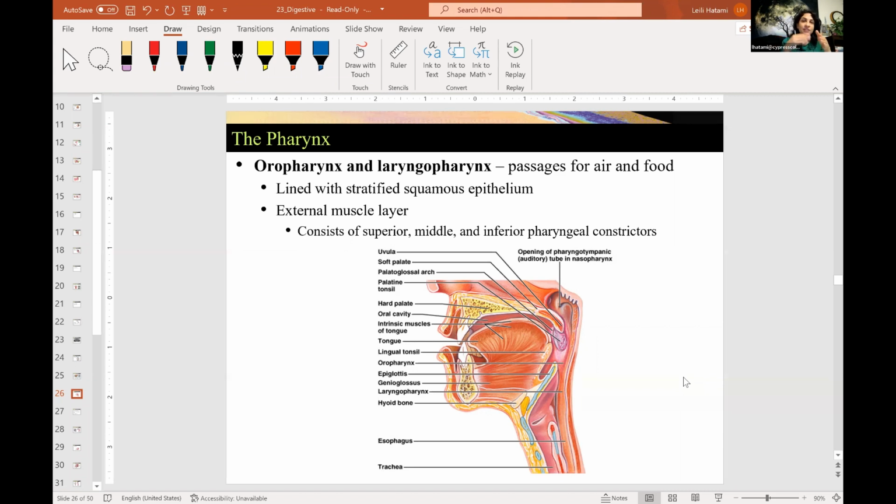We can divide the pharynx into the nasopharynx, oropharynx, and laryngopharynx. The nasopharynx is a portion of the respiratory system because only air passes through the nasopharynx. But the oropharynx and laryngopharynx are organs of both the respiratory and digestive systems, because both air and food can pass through them. The oropharynx is lined with stratified squamous epithelial tissue. And in the wall of the pharynx, there are different types of skeletal muscle, whose contraction helps with swallowing.